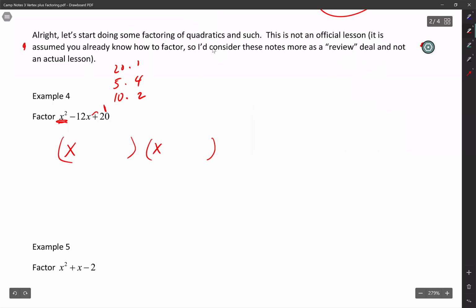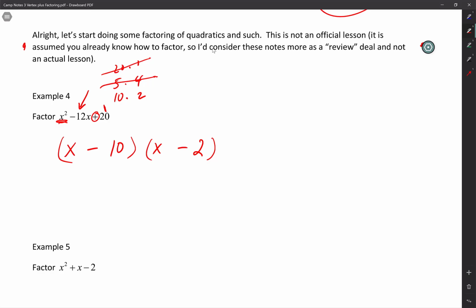I notice this is a positive, so that means my product has to have the same sign. Either they're both going to be positive or both negative. I notice that this is a negative 12, so they both have to be negative, minus, minus. The 5 and 4 will not work because when I add those two up, that's 9. The 20 and 1 won't work because that's 21. But the 10 and 2 do work because when I add 10 and 2, that's 12. So 10, 2. And there it is.